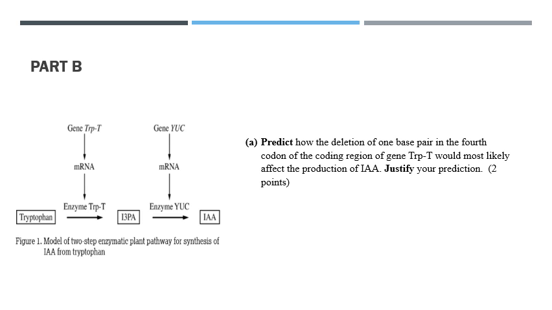This is actually part B of the question. It says predict how the deletion of one base pair in the 4th codon of the coding region of gene TRPT would most likely affect the production of IAA, and justify your prediction. Well, many of you, I'm sure I've told you this, that if you have something like the cat, which would represent codons, then if any of these are absent, all of a sudden you can't read this sentence.